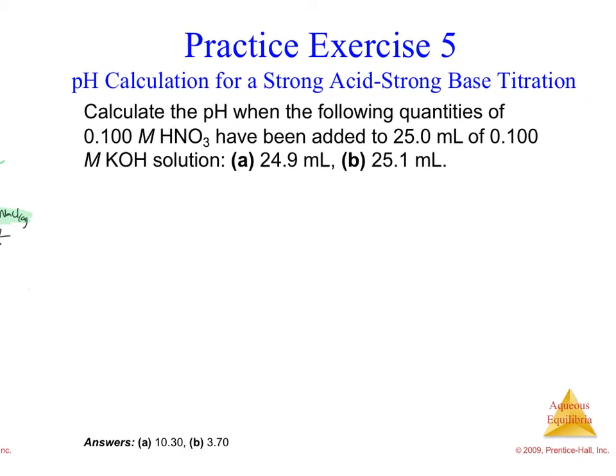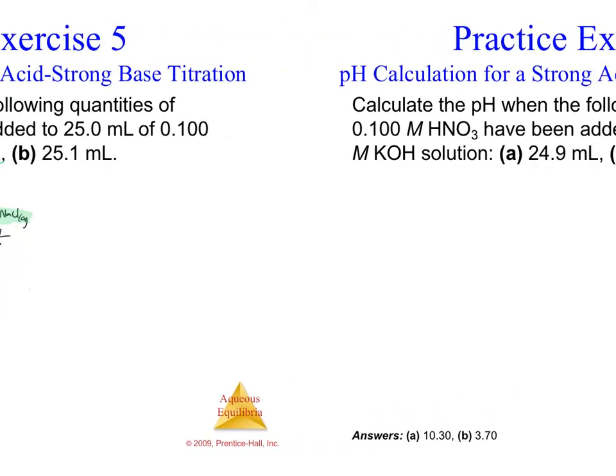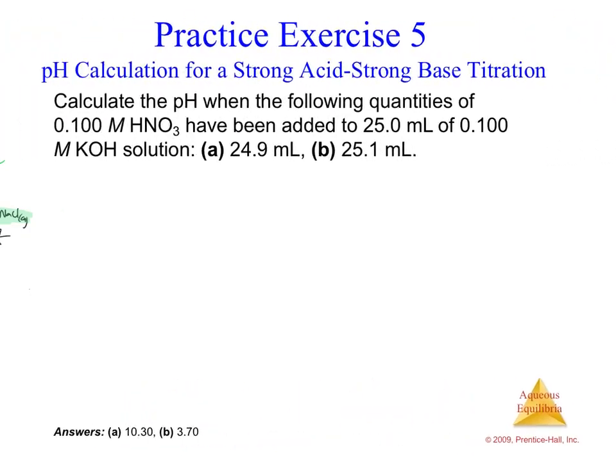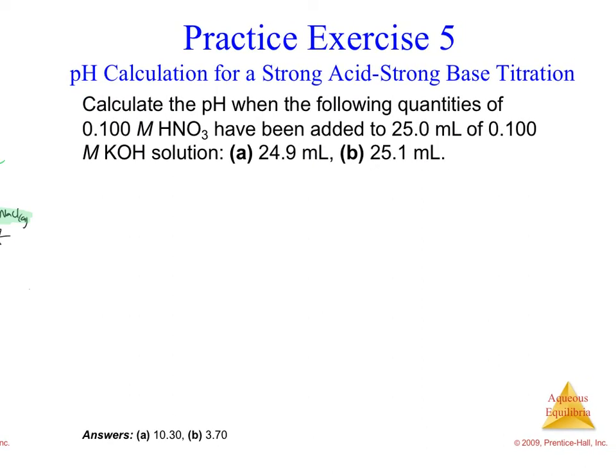So let's go ahead now and look at practice exercise 5, pH calculation for strong acid, strong base titration. So the steps we're going to follow are identical to that of our buffer plus strong acid or buffer plus strong base. So to remind you of those steps, number 1, write your reaction and calculate all moles.